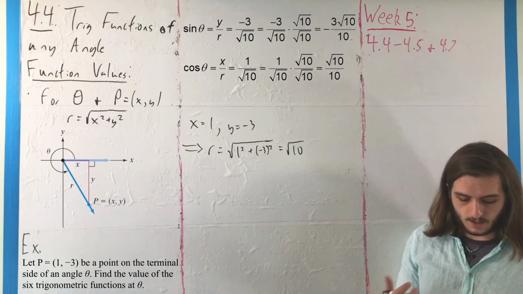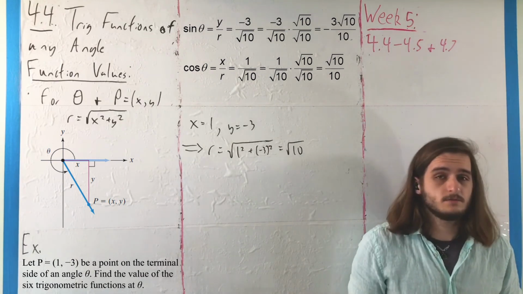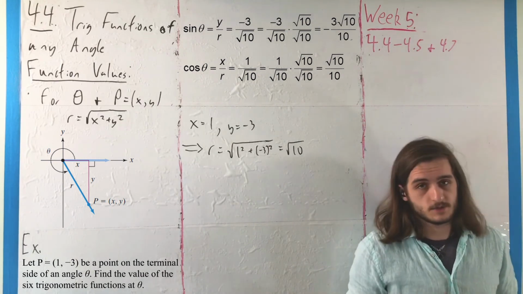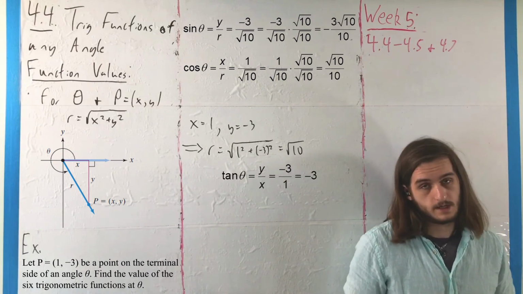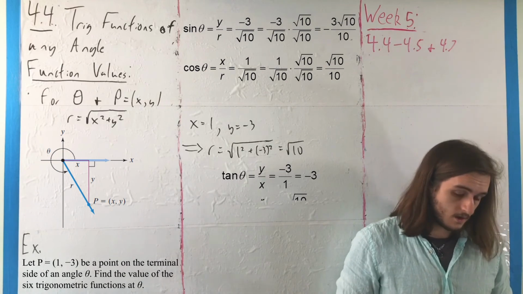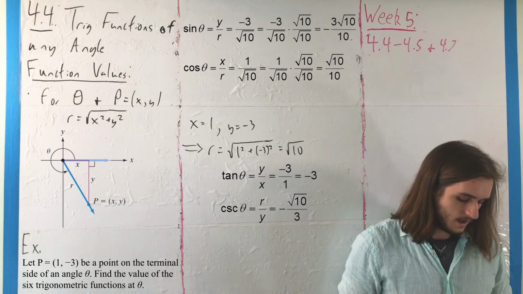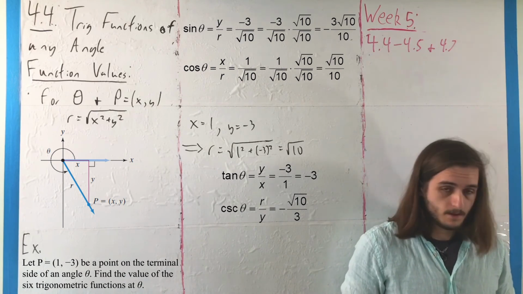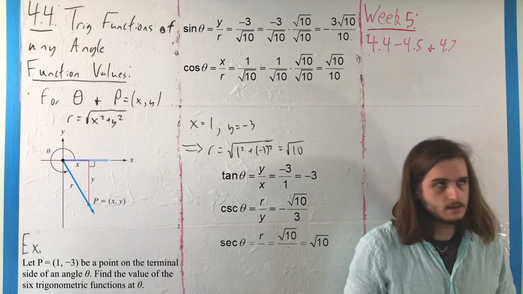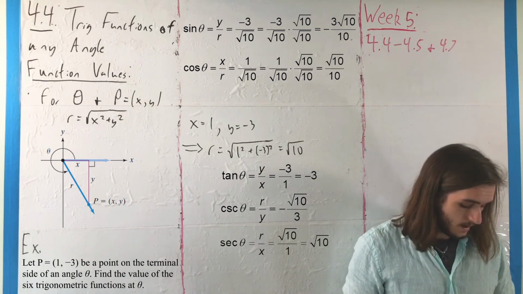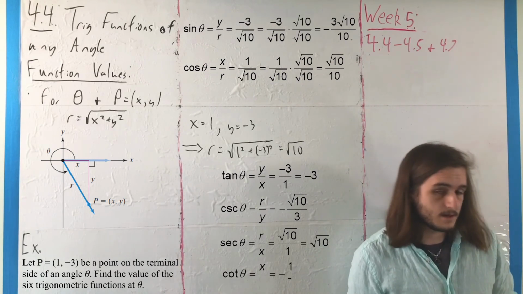And then for our other 4 functions, we can either find them essentially in terms of these two, or we can find them using our coordinates, where we would get that tangent, y over x, is -3 over 1, or -3. Cosecant, r over y, is -root 10 over 3. You can also think of that as being 1 over sine. Meanwhile, secant, 1 over cosine, is r over x, which here would just be root 10, because root 10 over 1 is root 10. And then finally, we have cotangent, which is x over y, and that comes out to -1/3 in this case.